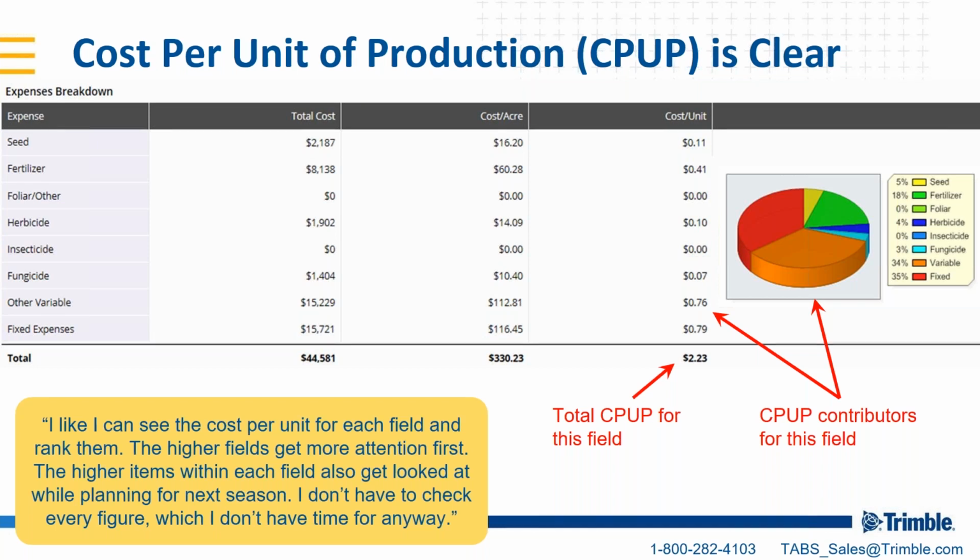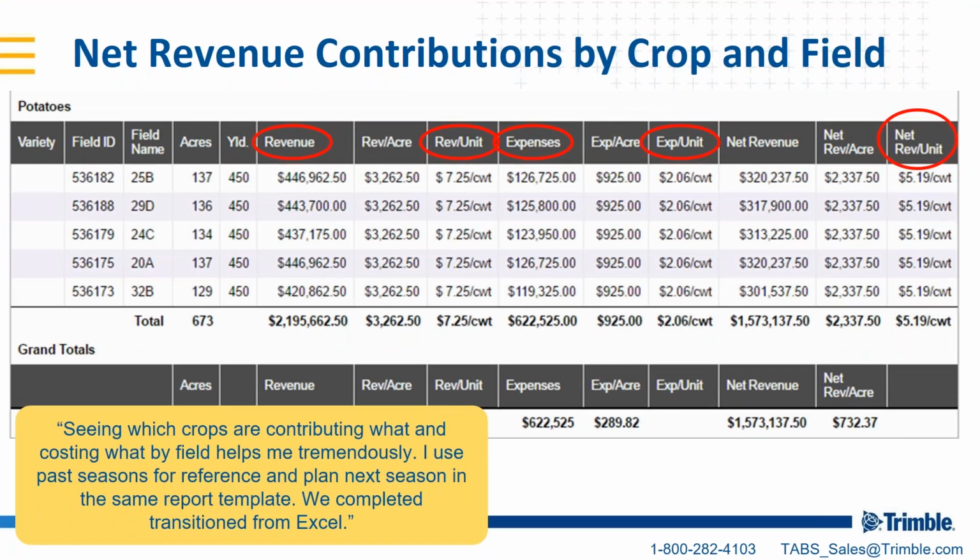So moving on, similar to that, we can also see it in this way. This is a demo account we set up. That's why a lot of the information is similar across. We have potatoes. This is a report that we wrote up in our financials reports. And I circled 5 of the column headings, revenue per unit, right? So that's revenue per hundredweight, the expenses per unit, and then the net revenue per unit.